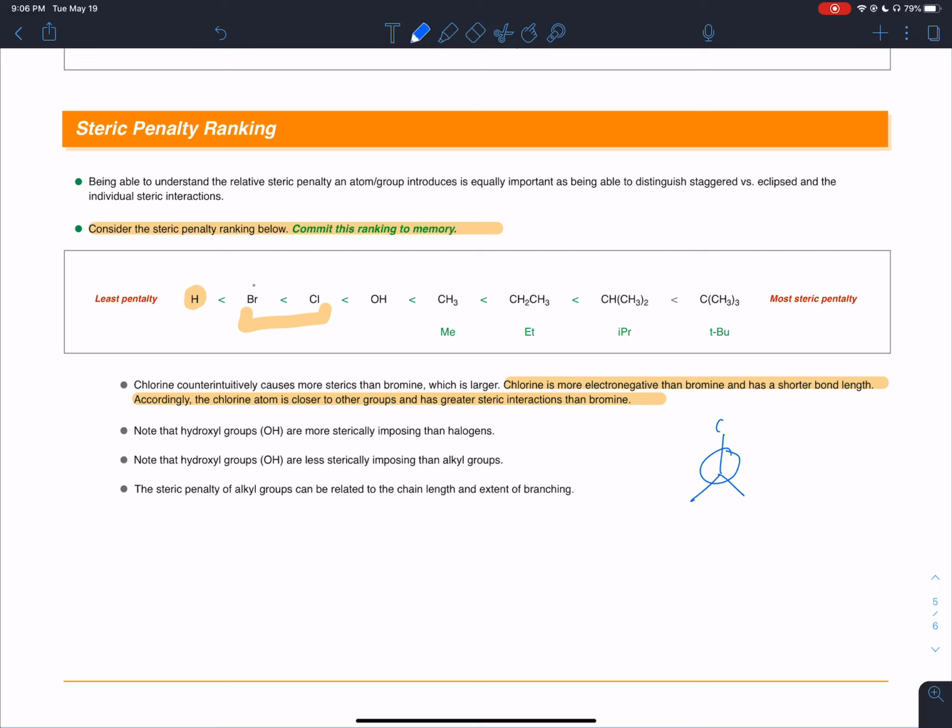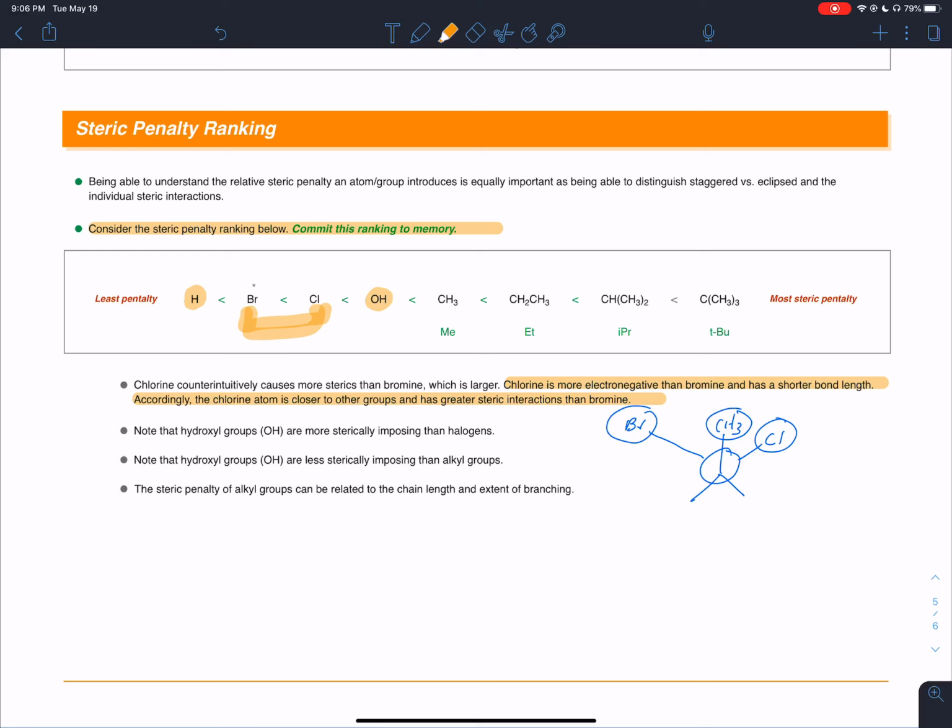If we wanted to visualize this, we could say here is a chlorine, here is its length, let's just say arbitrarily, and the bromine would have a longer bond, okay? It would be further removed from the other groups, and thus the chlorine, being closer, will have a larger steric penalty, okay? Then we have this idea of hydroxyl groups causing more sterics than your halogens, okay?